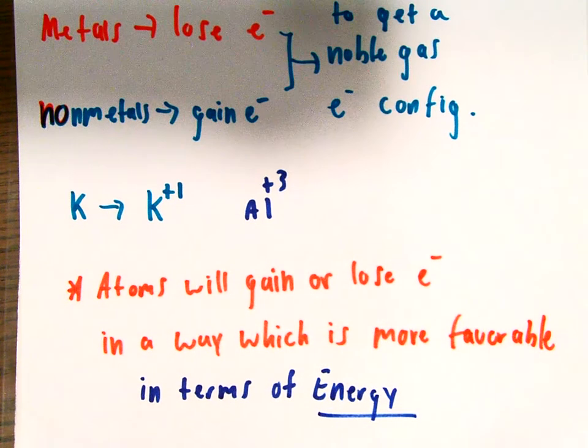So it's always easier to lose one electron, for example, than it is to lose two. It's just going to require more energy to lose two. And it's always easier to gain one electron than it is, for example, to gain 3 electrons. So the less you have to do, the less energy is going to be required. So let's look at what that means.